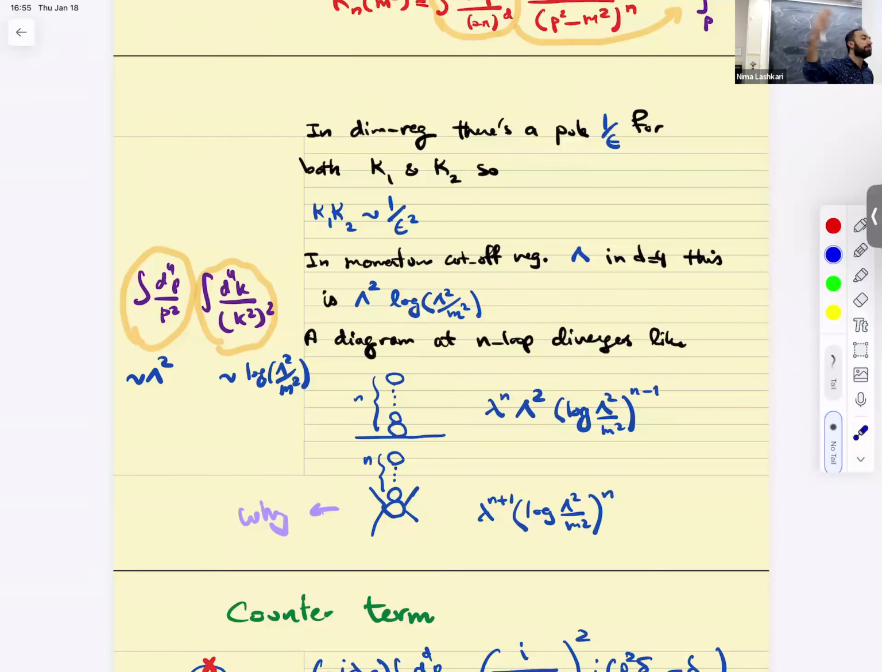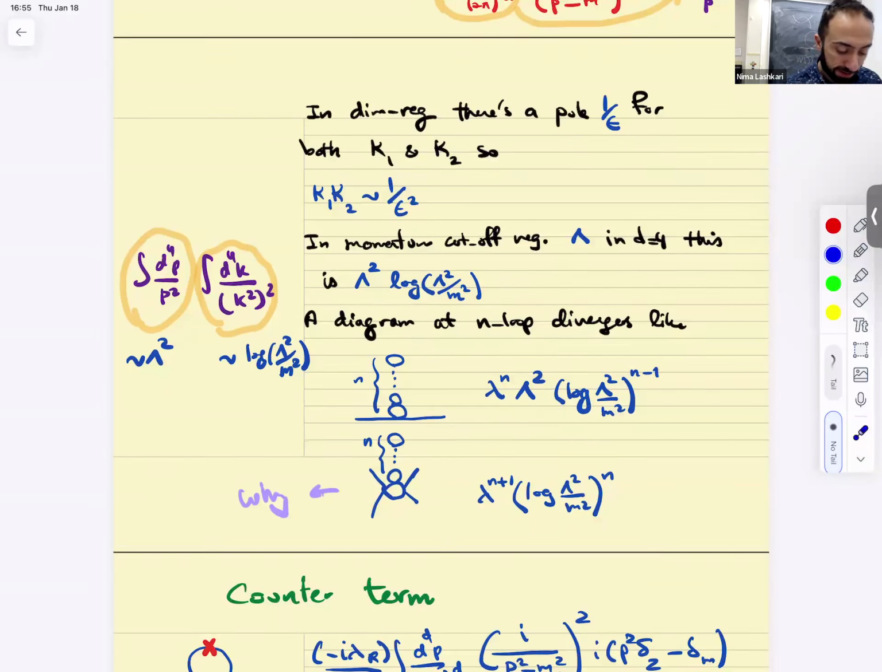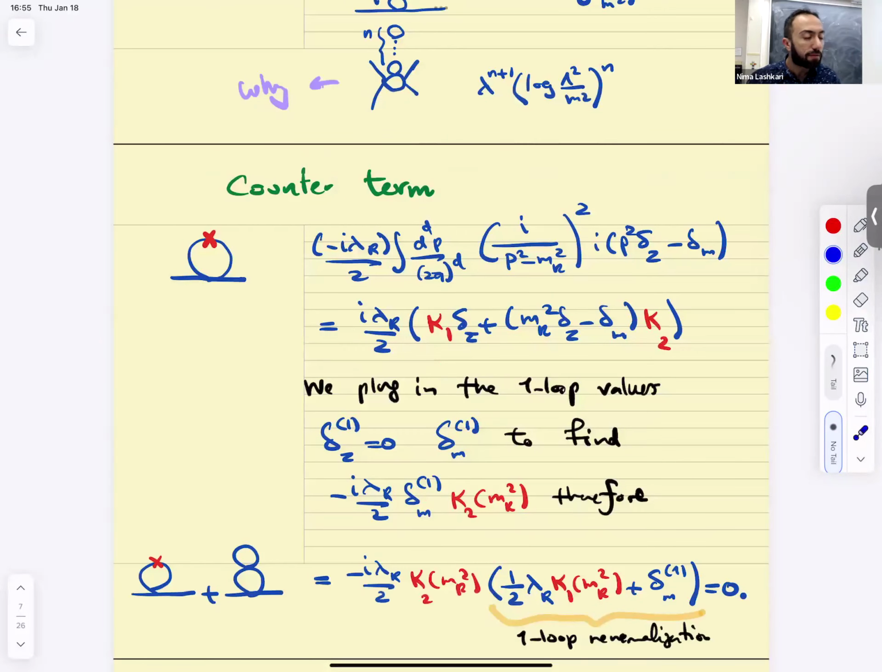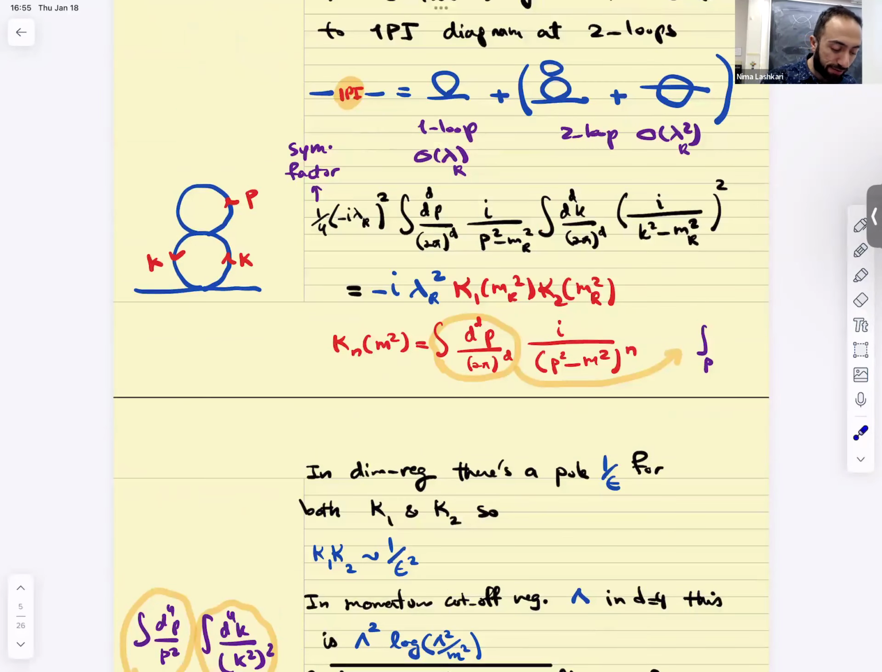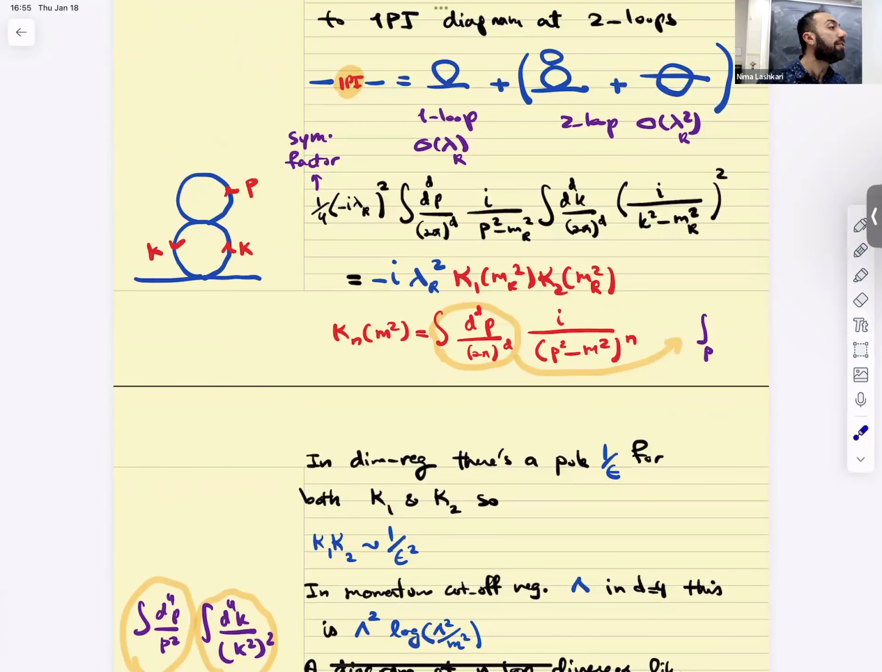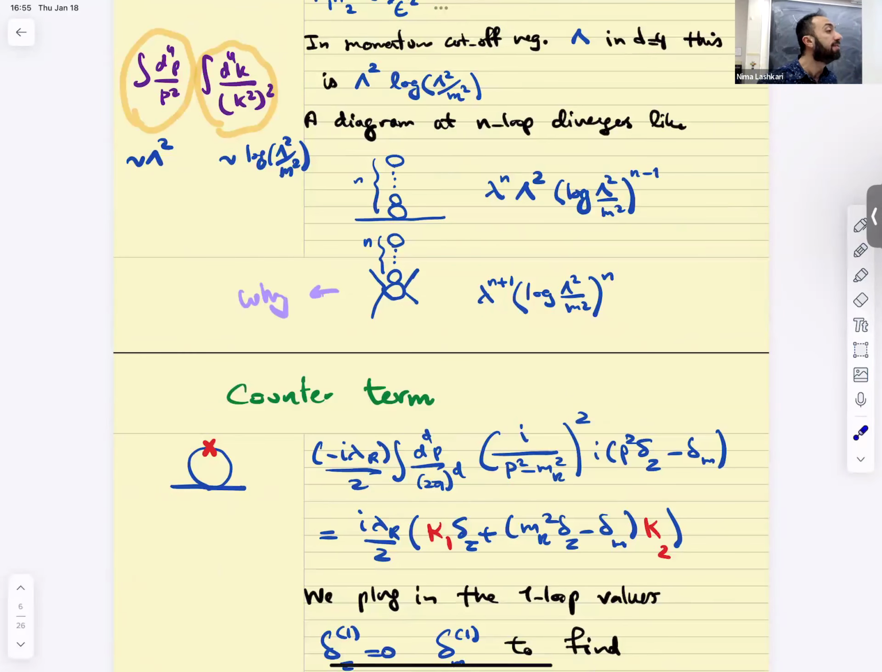Now, there's a formal theorem that ensures that they will cancel, but let's see how it works in the case of scalar field. So for this diagram, whatever it's called, I don't have a name for it, there's a counterterm you can write down. The counterterm is this, right? It's just based on Feynman diagrams for my initial Lagrangian, the renormalized Lagrangian.